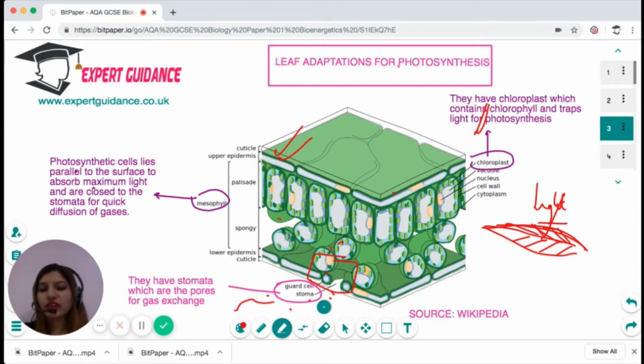Next, the photosynthetic cells, can you see, they just lie at the surface so that they can use the maximum light possible for photosynthesis. So they can ask you in the exam what are the different adaptations a leaf has for maximum photosynthesis. So make sure you remember them well.